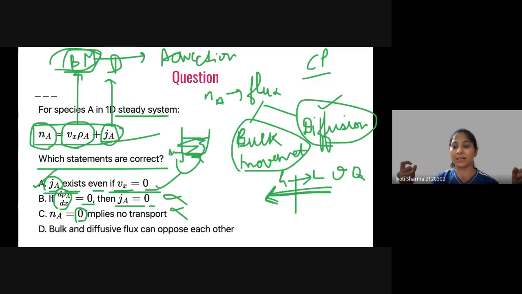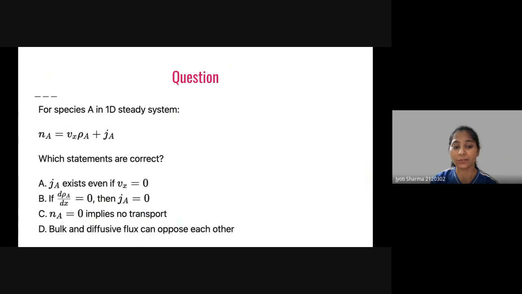So they may cancel out. And that's how you may have net flux equal to 0, but it doesn't mean that there is no transport, right? There was a transport, but it has been cancelled out.